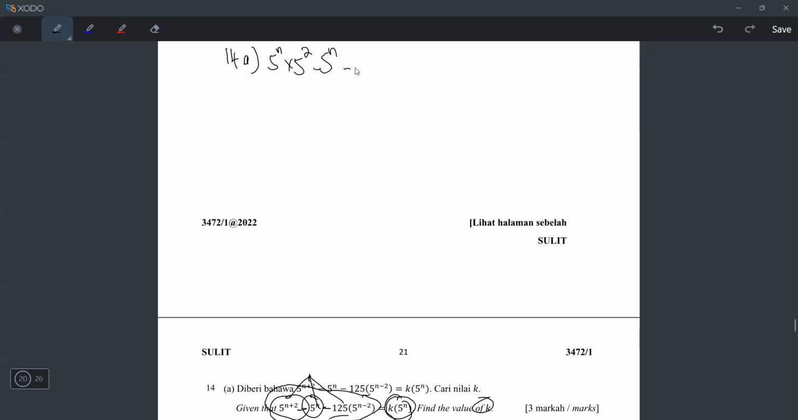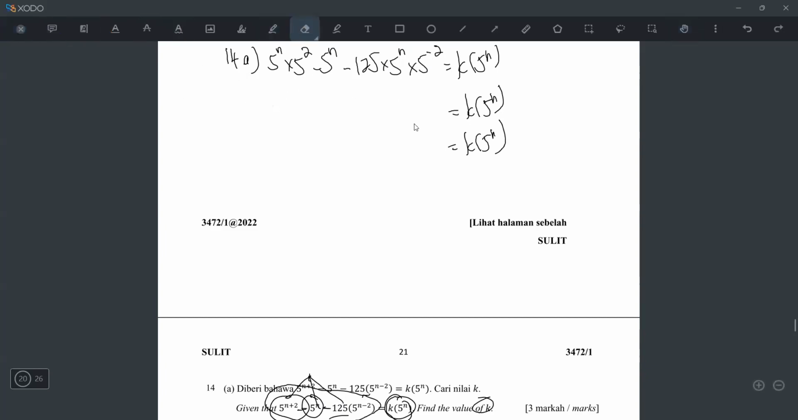And then minus 125. And then how to separate this? 5 power n times with 5 power negative 2. Of course, you can also write divide 5 power 2. But in class, I already mentioned, I always prefer doing it like this. And then k 5 power n. But this one, you will just leave it. This one, you won't touch. This one, you will just compare later after you finish simplifying here. Later only you will compare.